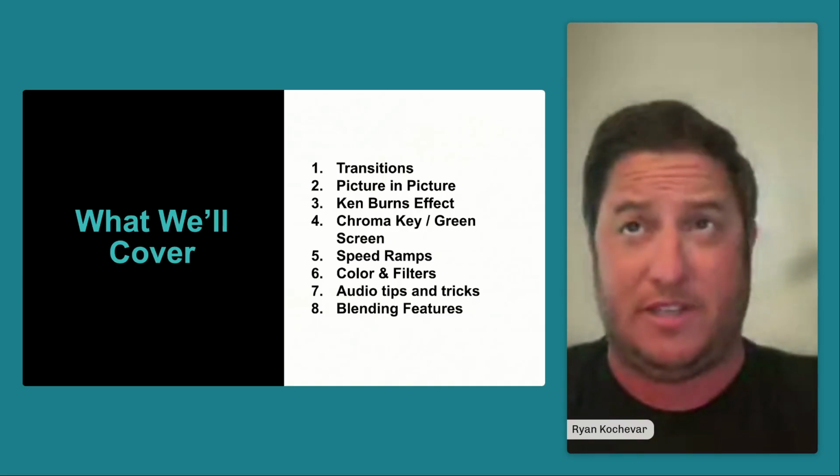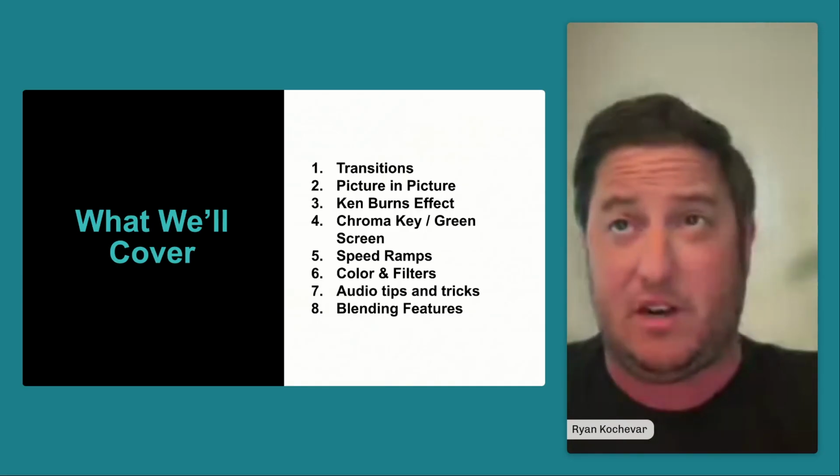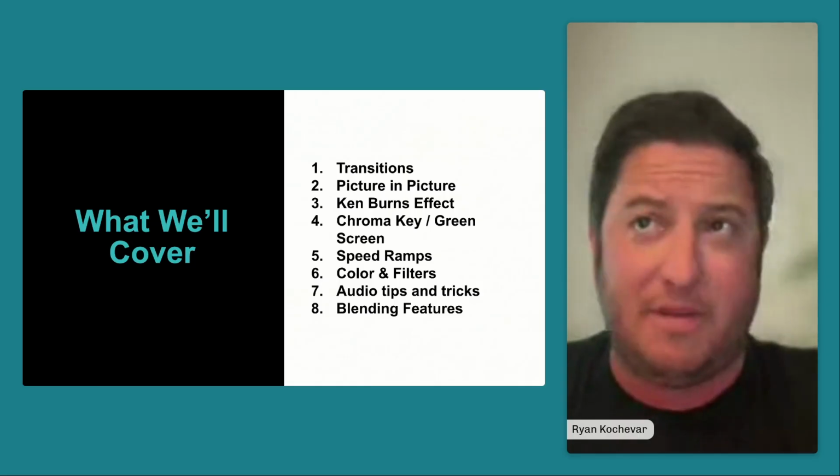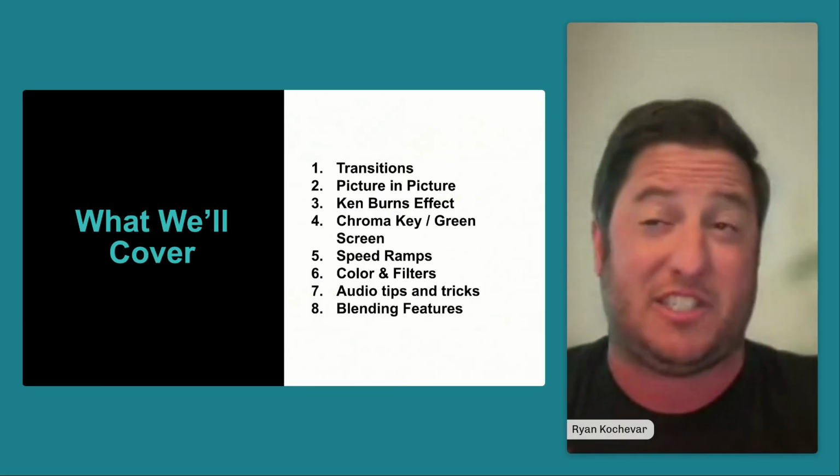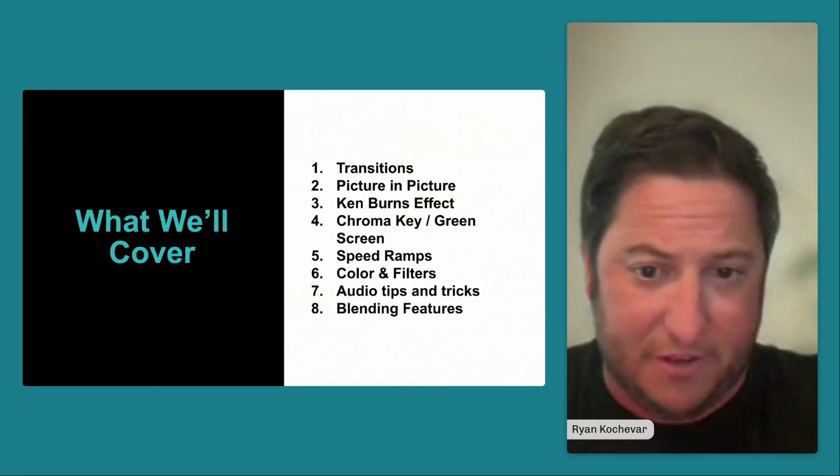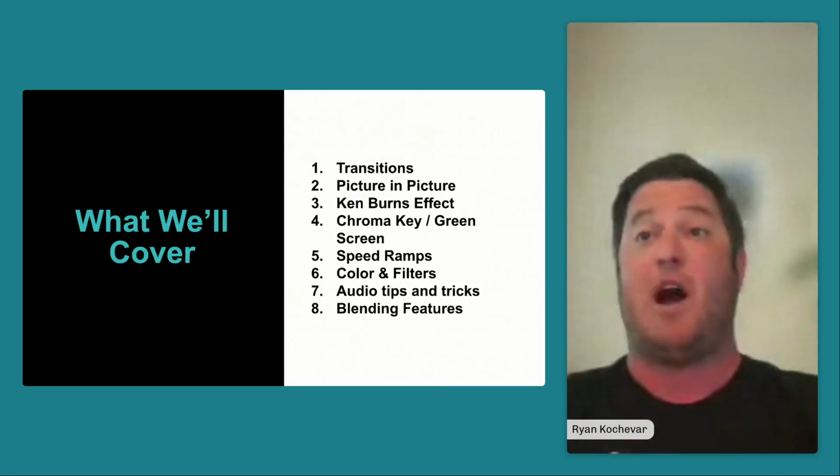So we're going to talk about transitions. We're going to talk about the picture-in-picture, the Ken Burns effect. I'm going to show you a little bit about chroma key and green screen. We're going to talk about speed ramps. We're going to talk about color and filters. And then I'm going to get into some audio tips and tricks.